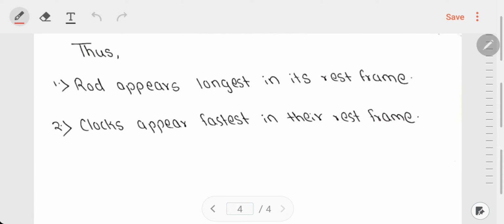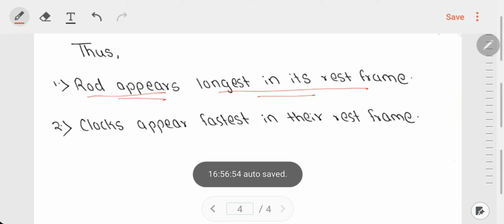I can summarize length contraction and time dilation in two simple statements. Rod appears longest in its rest frame, which means that if I am in the rest frame of the rod, it will have some length, proper length L naught, and when the rod is moving relative to me, it will appear to be shortened than its proper length. Now, similarly, we can say for time dilation also. You can learn about time dilation in lecture 4. I'll post the link in the description.